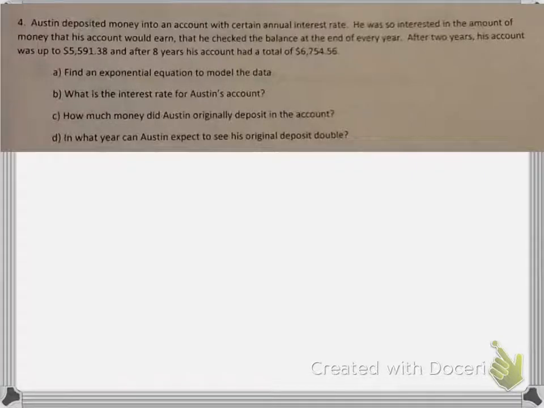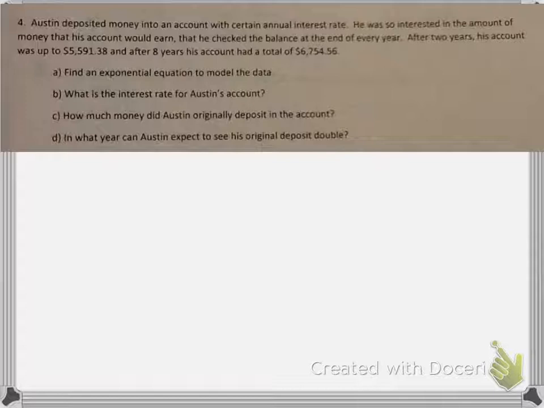Okay, quiz review. Number 4, last one. Austin deposited money into an account with a certain annual interest rate. He was so interested in the amount of money that his account would earn that he checked the balance at the end of every year. After 2 years, his account was up to $5,591.38, and after 8 years, his account had a total of $6,754.56. So, 4 different things we have to do here.